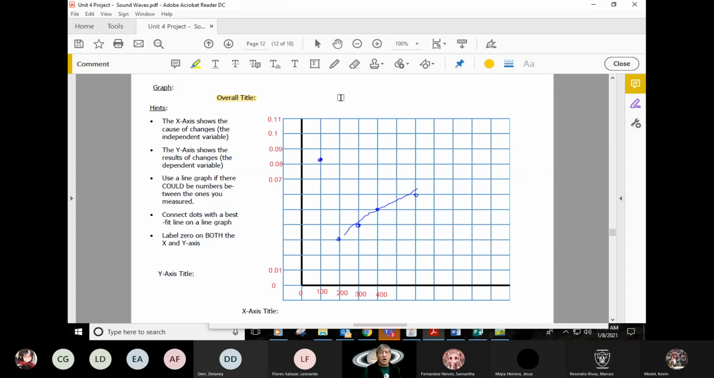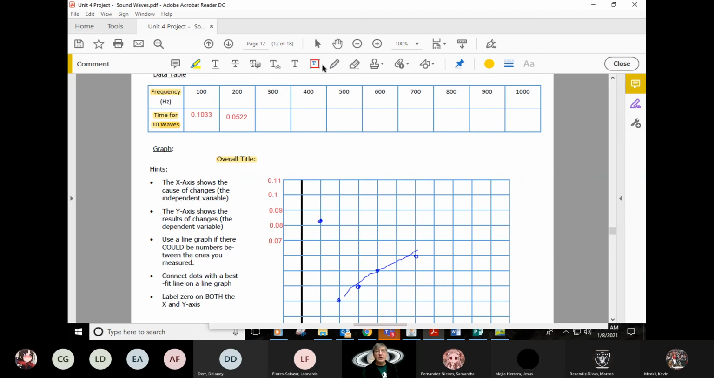Finally, you need an overall title. You need a title that describes what we're showing. And my hint to you on the overall title is that it should include both of these terms. A good way to start your overall title might be something like a comparison between, and then I'm going to leave you to write the rest of the title, between blank and blank. Something like that.